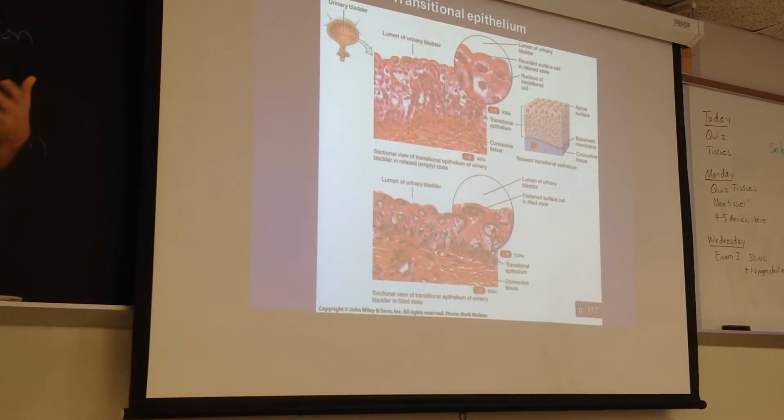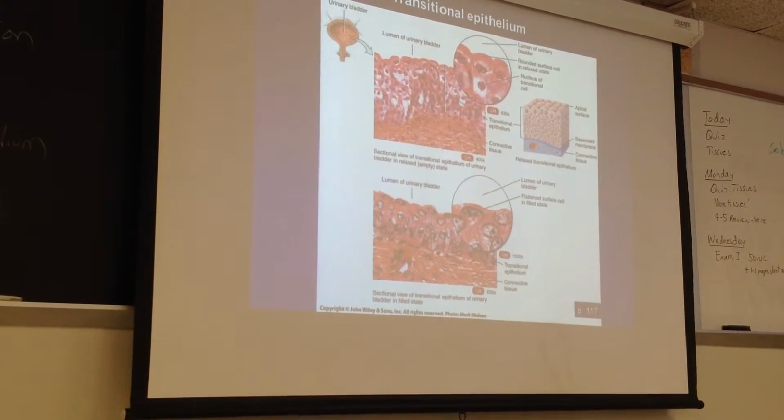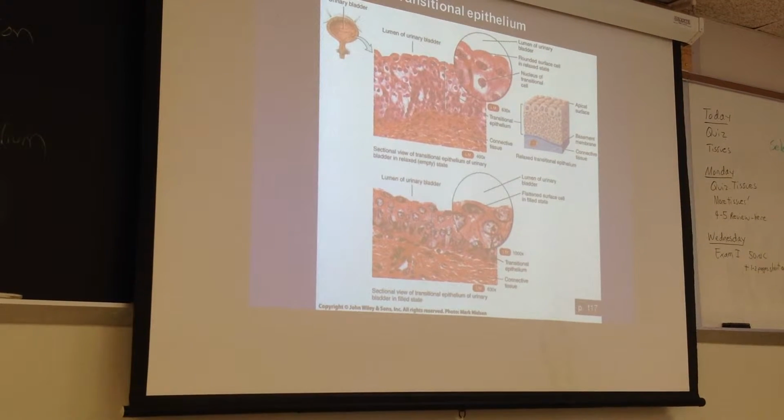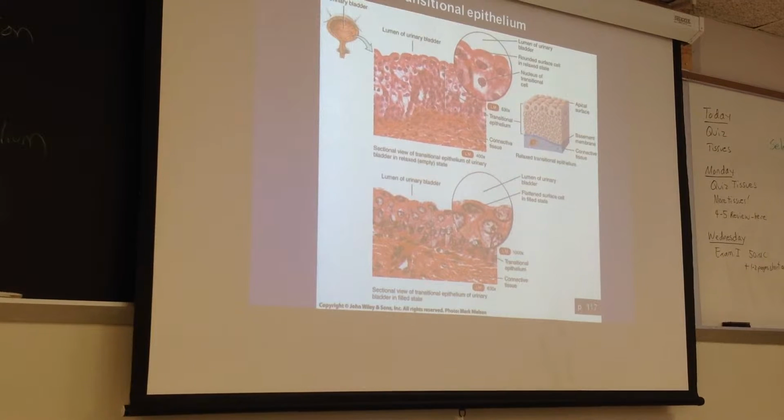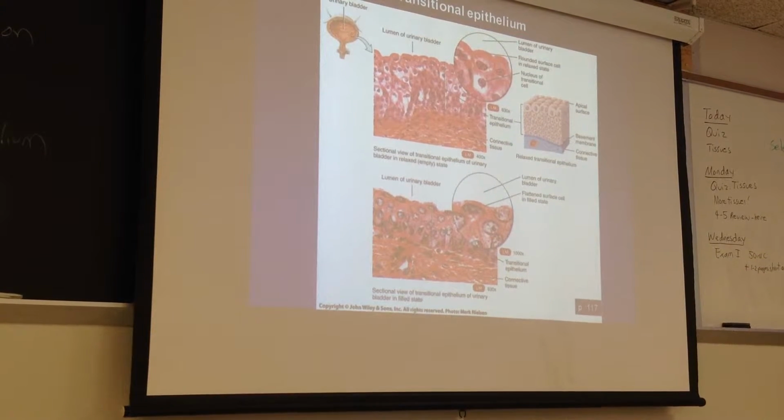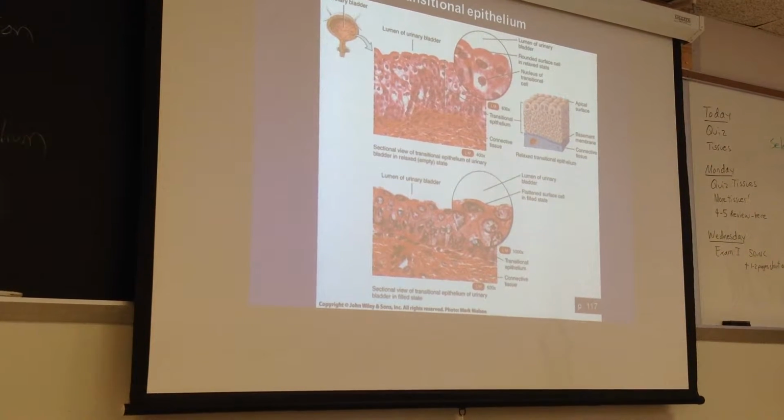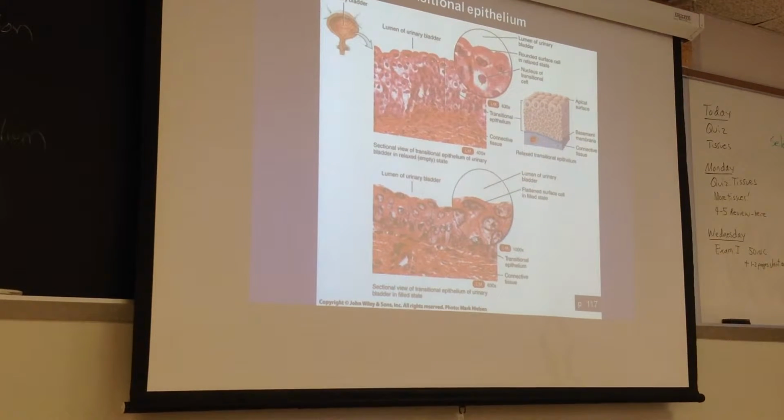It accommodates distension. It accommodates stretching, specifically adapted for that kind of scenario. As far as I know, this only occurs in the urinary bladder and maybe some very adjacent areas of the urethra. I'm not aware of another place where this kind of epithelium occurs.